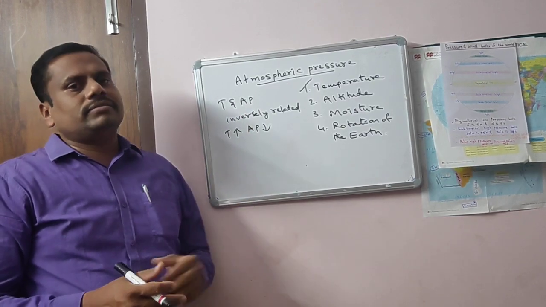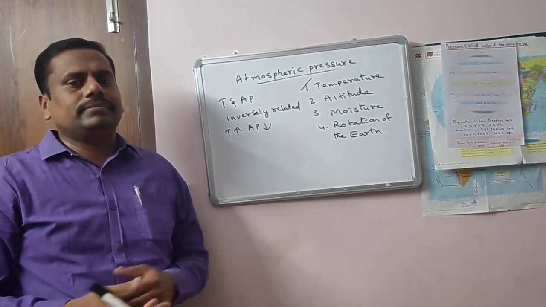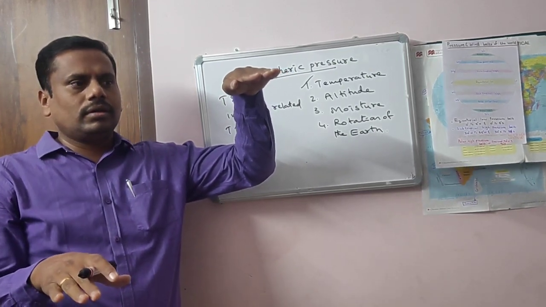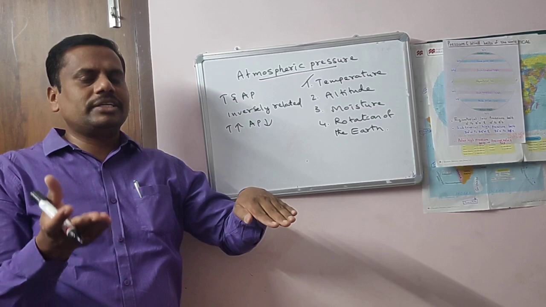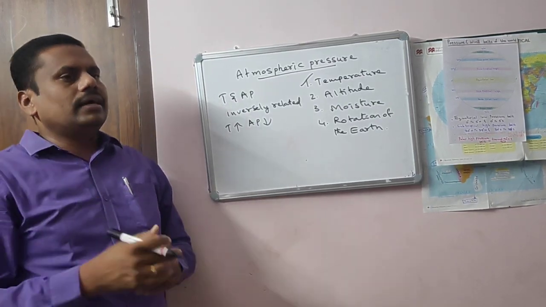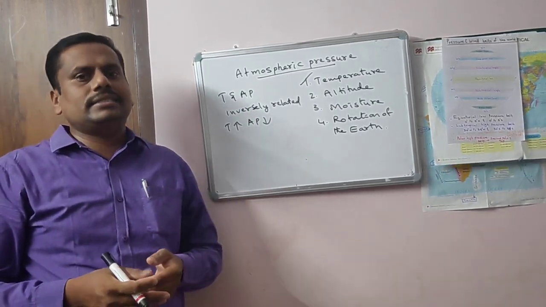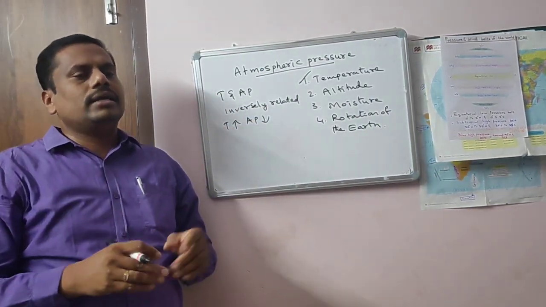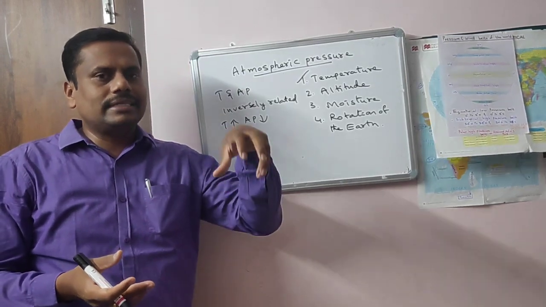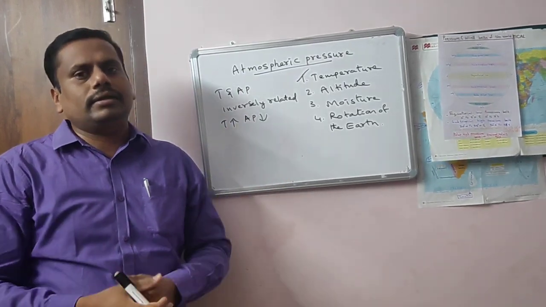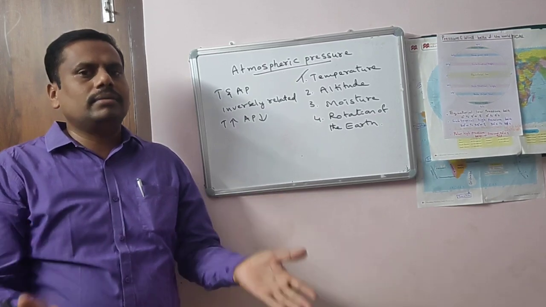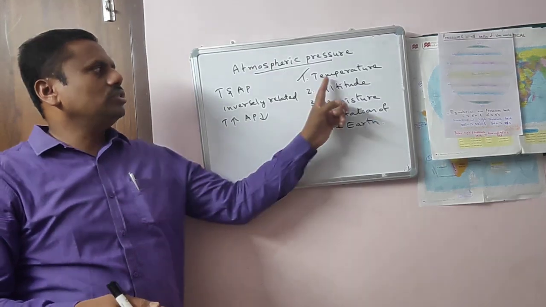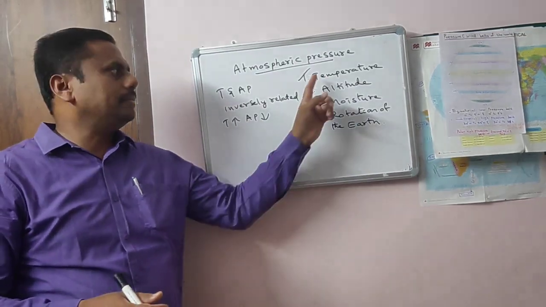Temperature and atmospheric pressure are inversely related. That means when the temperatures are high, atmospheric pressure is low. When the temperatures are less, atmospheric pressure is more. Why? Because whenever temperature increases, the air becomes lighter and moves up. Automatically, the air has no capacity to exert more weight on a particular area, so the atmospheric pressure comes down. This is the first factor which you have to understand, temperature.